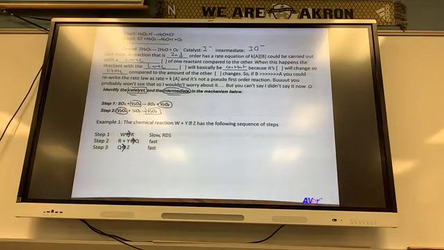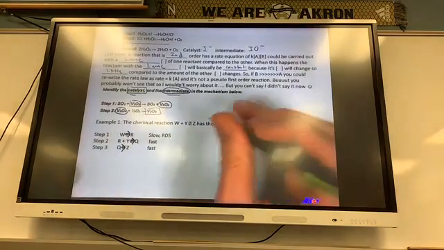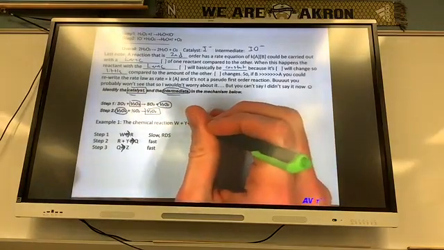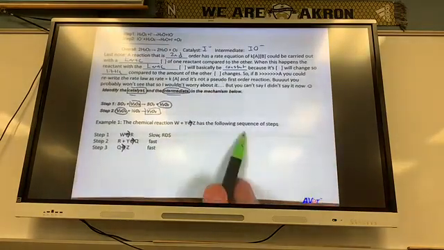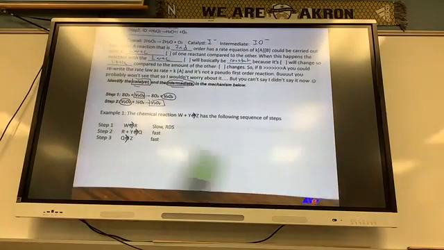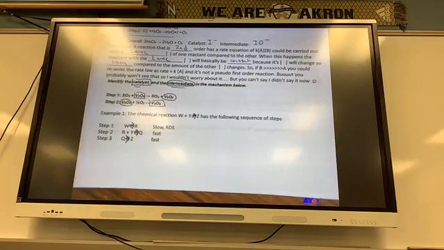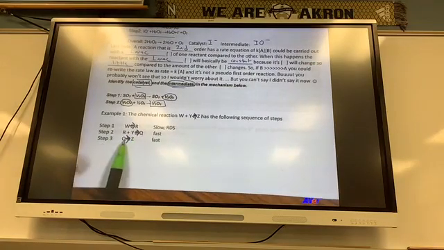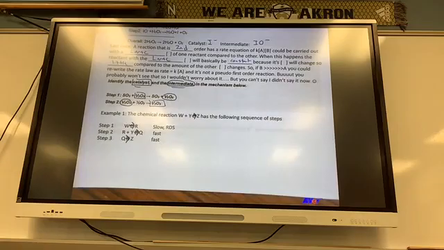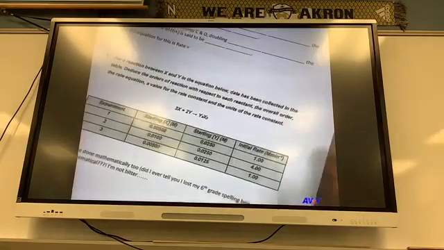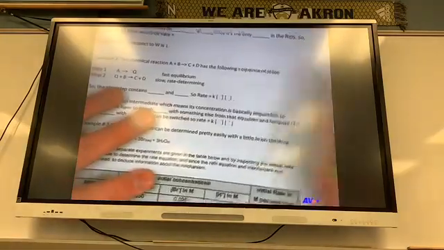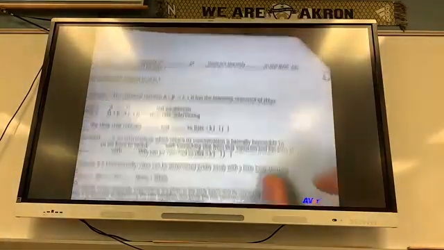Okay. I hate how this copied because I wish it would have been on the top of this next step, but it's fine. The chemical reaction, W plus Y gives you Z, has the following sequence of steps. Step 1, W goes to R. That's the slow step. Step 2, R plus Y goes to Q. It's fast. Step 3, Q goes to Z is also fast. Flip the page. Here, we're going to flip back and forth.